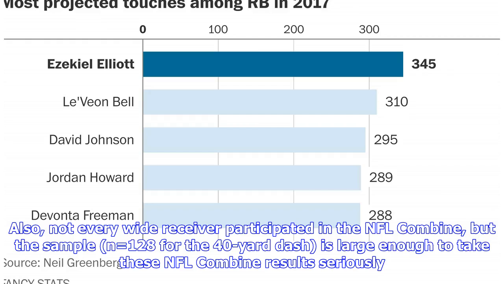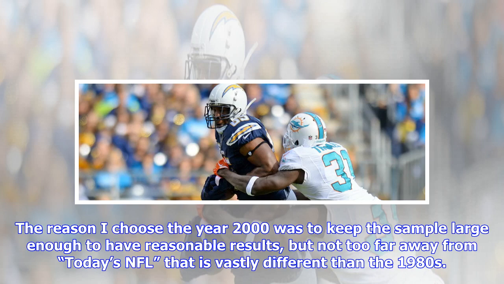Also, not every tight end participated in the NFL Combine, but the sample, n equals 128 for the 40-yard dash, is large enough to take these NFL Combine results seriously. The reason I chose the year 2000 was to keep the sample large enough to have reasonable results, but not too far away from today's NFL, that is vastly different than the 1980s.